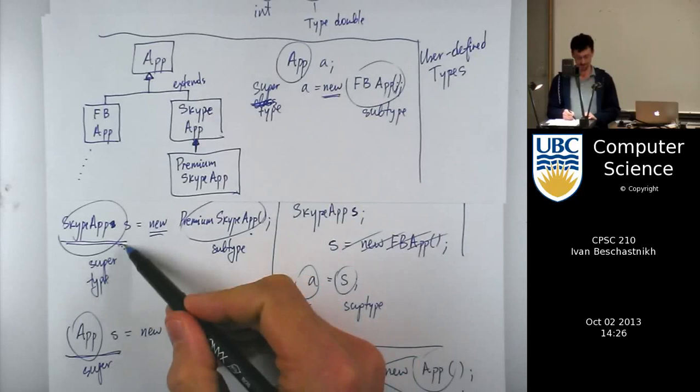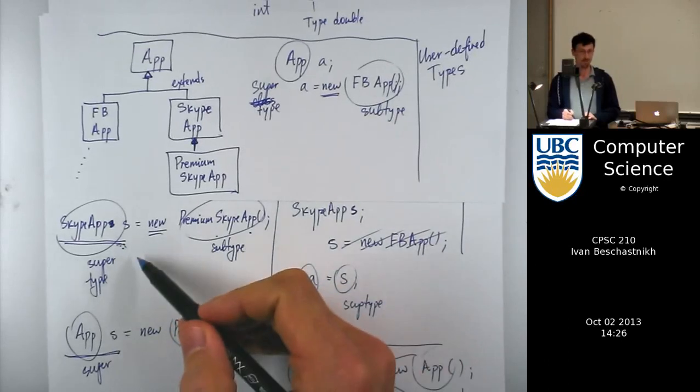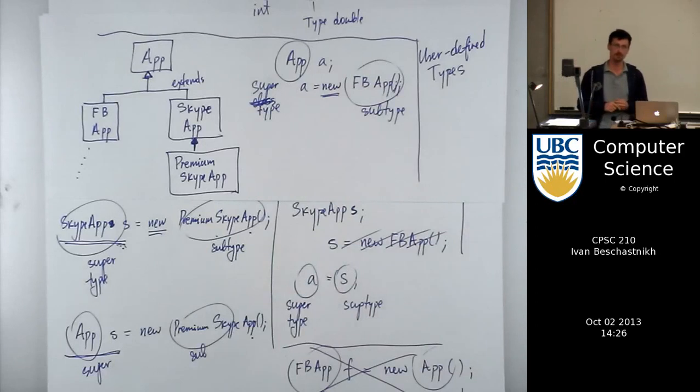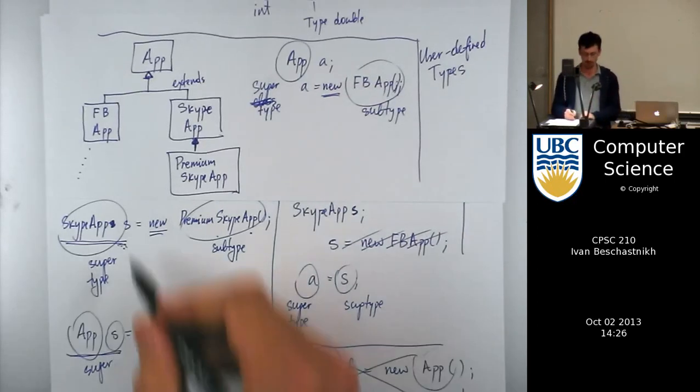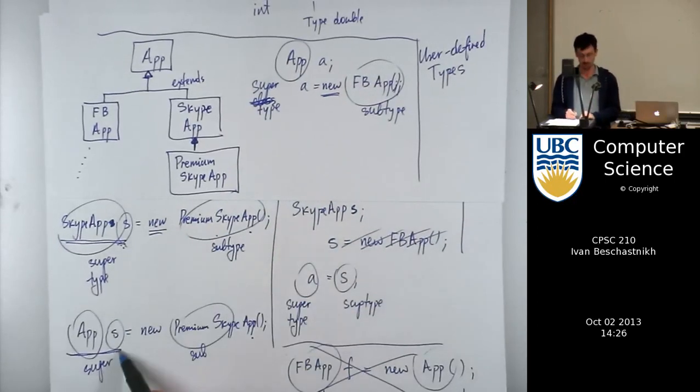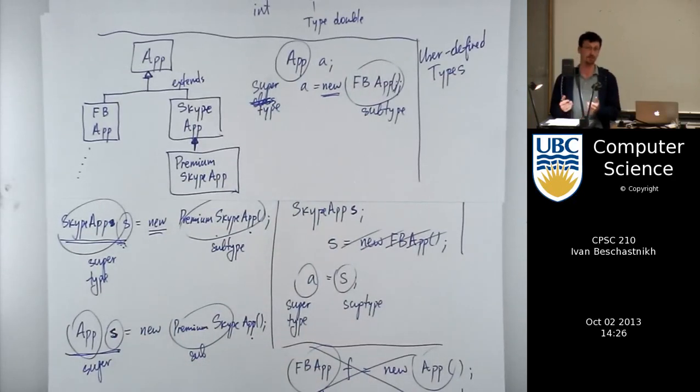Make S a premium Skype app or a Skype app. So it depends on where you're using S and what you're using it for. Right, so this is more abstract. This is useful for an operating system that needs to know fewer things about the details of the app.